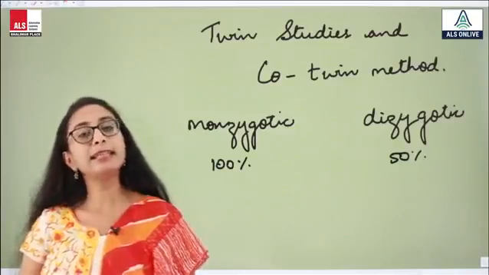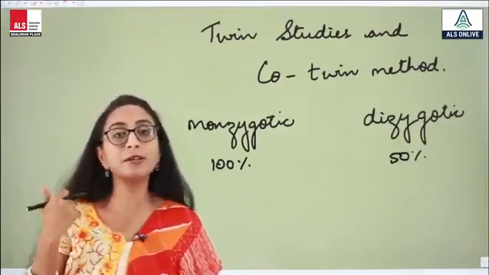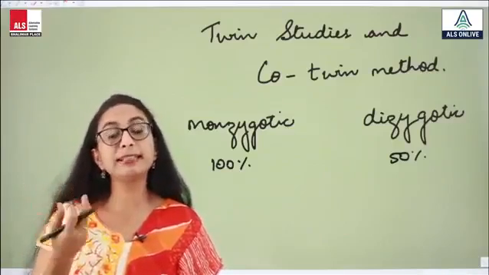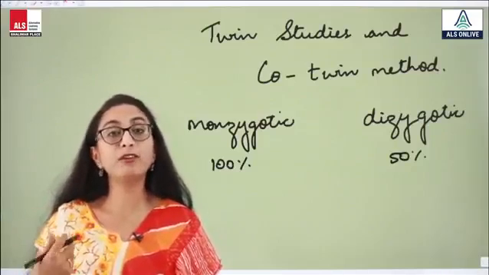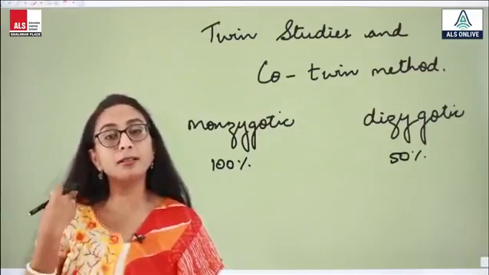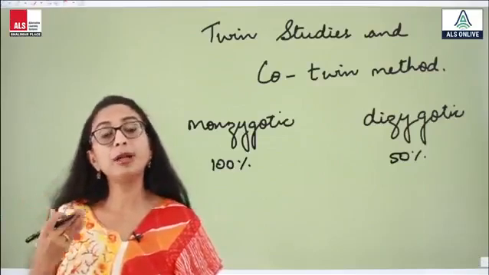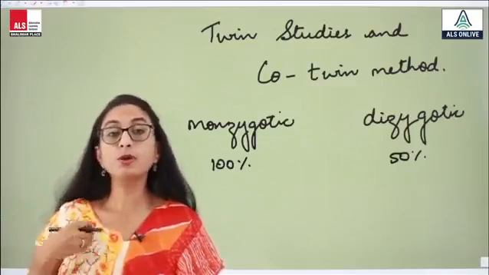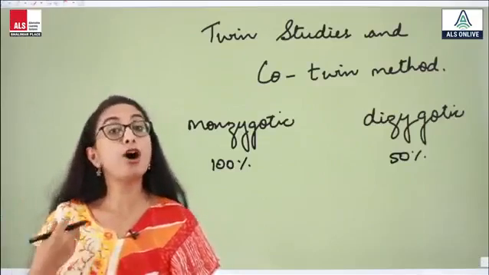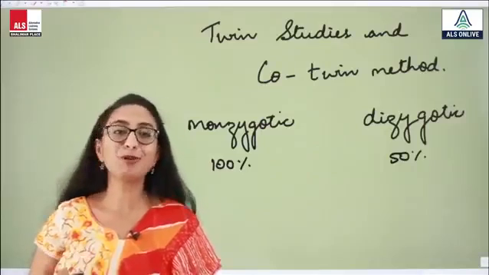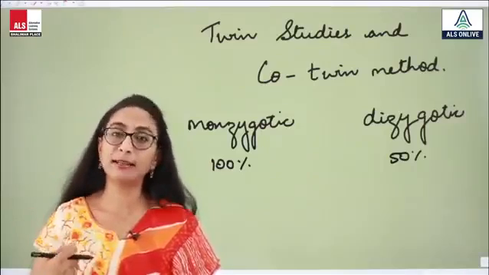Why are we studying this? In the case of monozygotic twins, they share around 100% of the genes. So if they are getting the disease, we can attribute it to their genetic makeup. Whereas in dizygotic twins, if they are getting the disease, there might be genetic influences because they share around 50% of the DNA, and there might be environmental factors also. So we want to understand whether it is the environmental factors or the genetic factors which are responsible for producing the disease. That is what we are trying to learn by studying twin studies and the co-twin method.